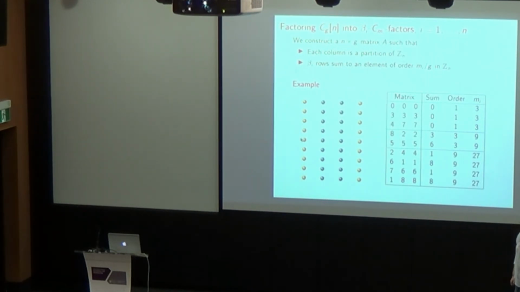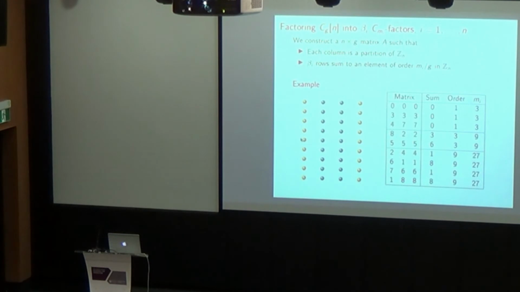And the way that we approach that is as follows. So we construct an N by G matrix with the following properties. Each of the columns contains each element of Zn exactly once. And then if I want beta i Cmi factors, then I want beta i rows whose sum is an element of order mi over g in Zn.